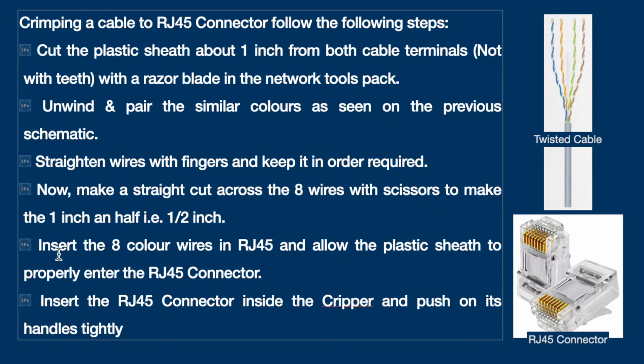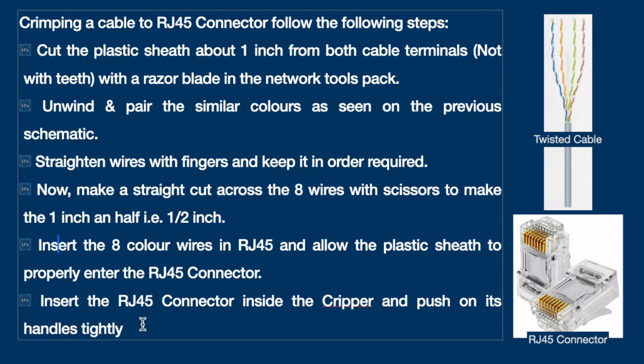Okay, now step number 5, insert the 8 colored wires in the RJ45 and allow the plastic sheath to properly enter the RJ connector. Can you see? So these 8 wires that you have straightened very well and cut, and all of them have equal height, you are going to put them inside this RJ45. You put them there according to that color order. Then comes what we call the crimper. There's something called a crimper. You're going to see the image if you have not seen it before.